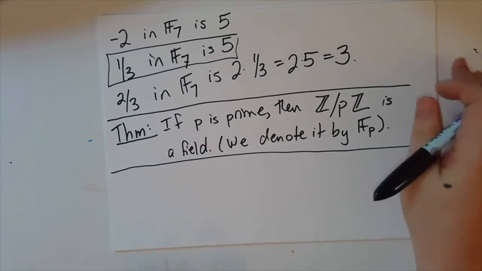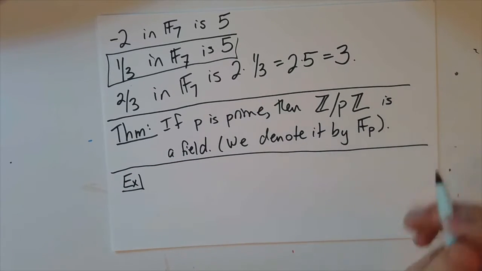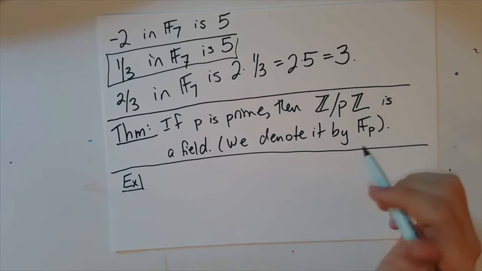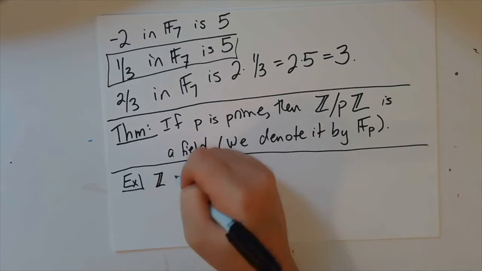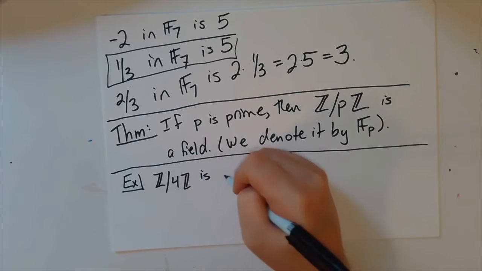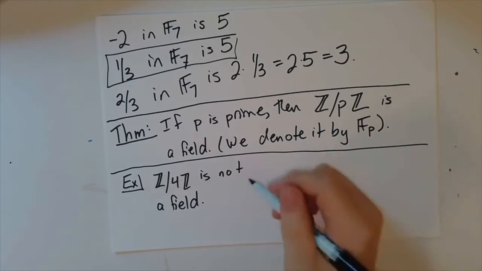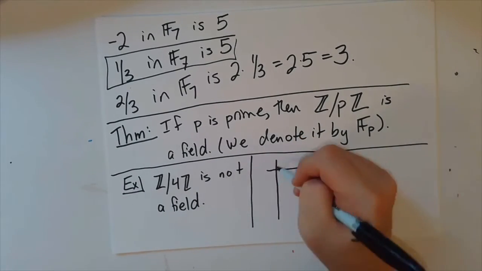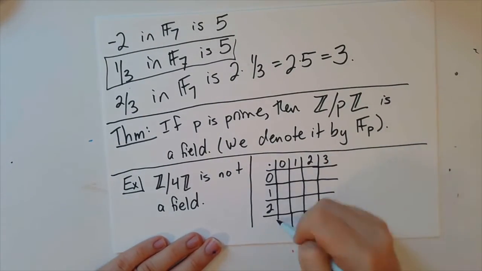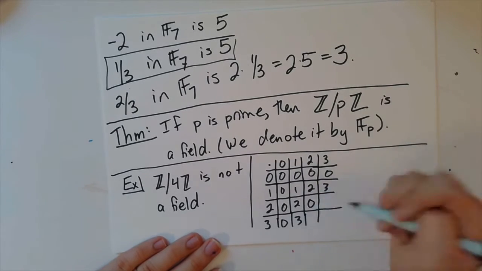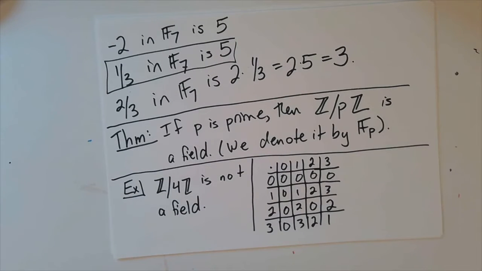Now, I want to point out something important here that is a source of potential confusion, especially with what I'm about to say. If I try this construction with something that's not prime, it's not going to work. So Z mod 4Z is not a field. Why not? Well, let's try and write down our multiplication table, just like we did here. Note this is going to be much quicker, because now there's only 4 things. And already that's telling me this isn't a field.